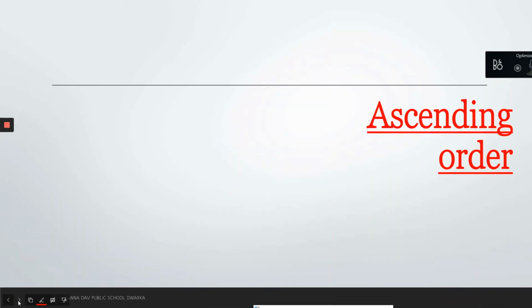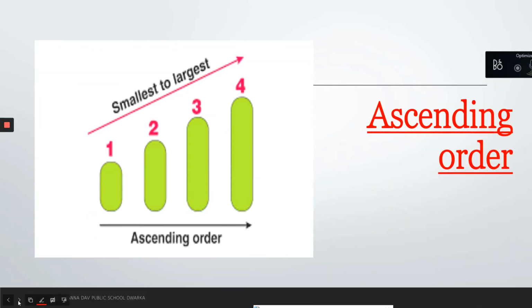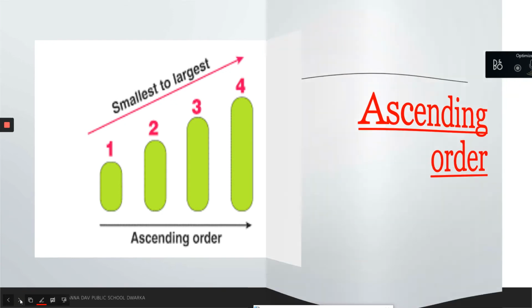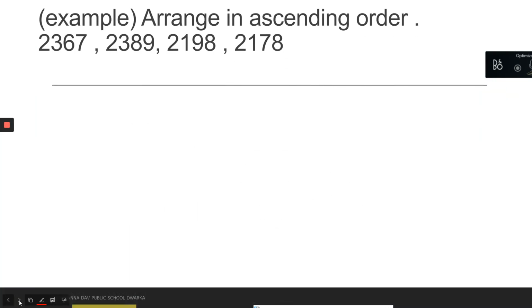Now children, we see ascending order. Ascending order is from smallest to greatest. Numbers arranged like 1, 2, 3, 4 are in ascending order. We are moving from the smaller to the greatest number, or largest number. Look at this example, children.